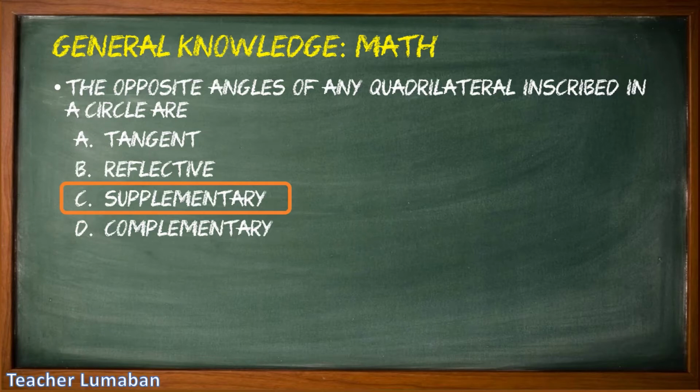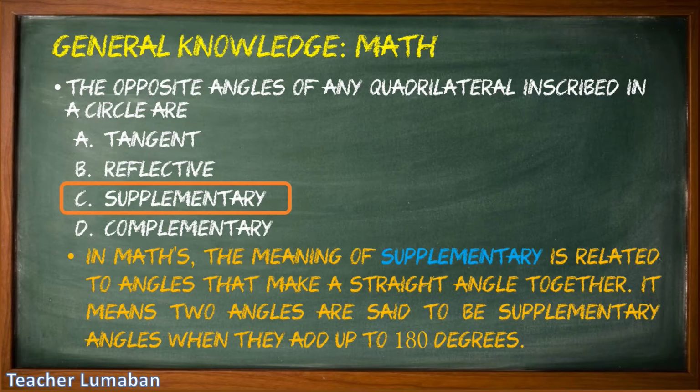The opposite angles of any quadrilateral inscribed in a circle are supplementary. In maths, the meaning of supplementary is related to angles that make a straight angle together. It means two angles are said to be supplementary angles when they add up to 180 degrees.